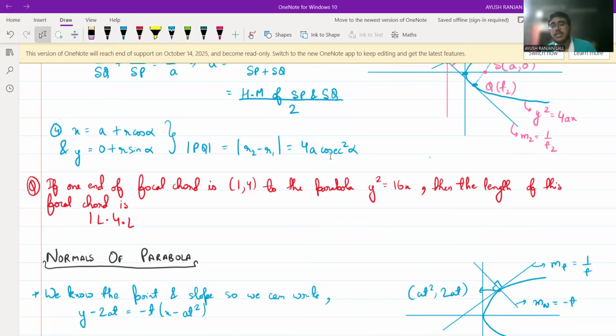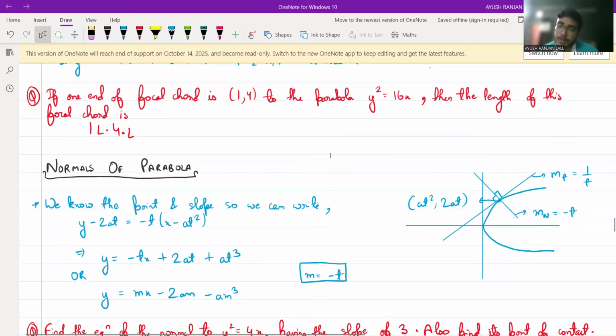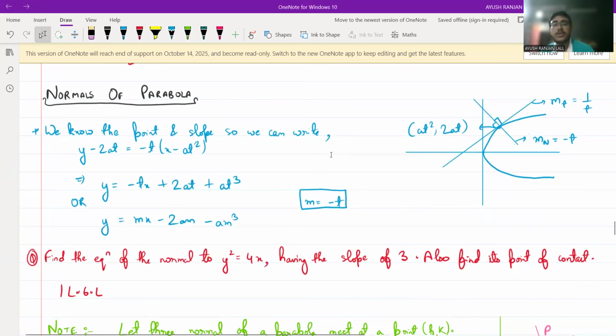Normal. For the normal, again we know the point, and we know the slope of the tangent, so we can write the slope of the normal. Then write the equation. The equation is y equals mx minus 2am minus am cube. So remember this equation. All of you can see that this is cubic in m.